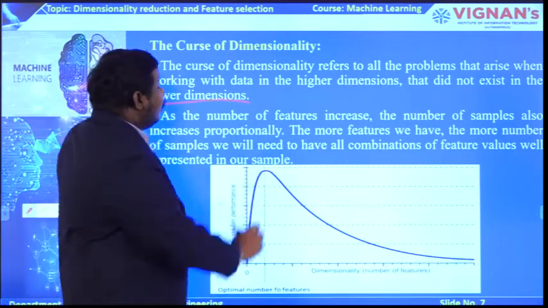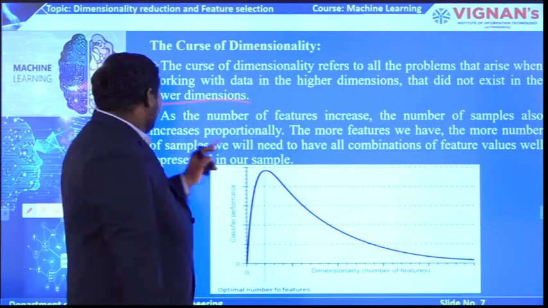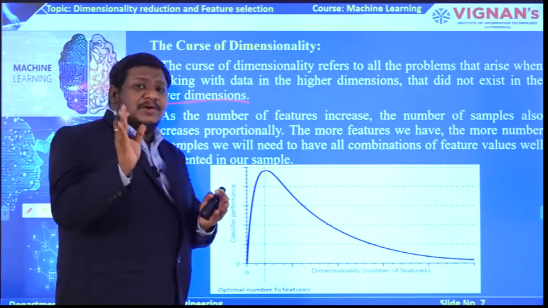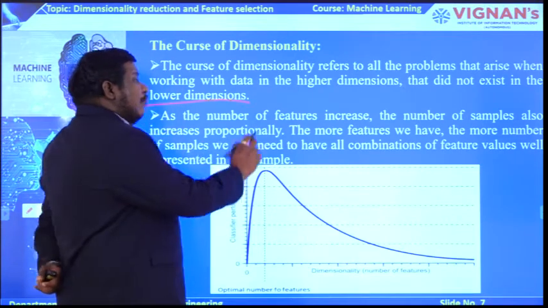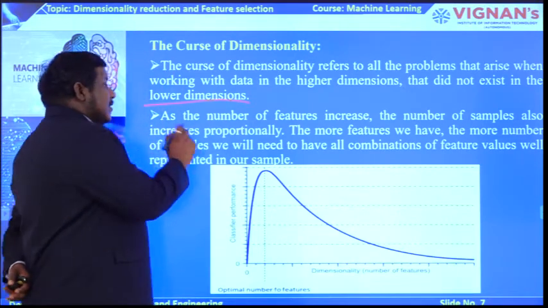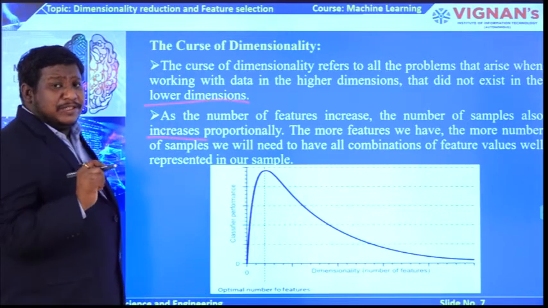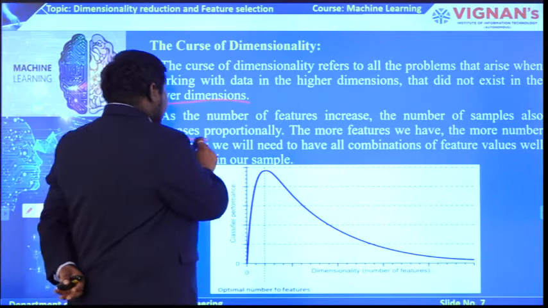See, as the number of features increases, the number of samples also increases proportionally. So, if you take a large data set with 1000 variables, as the number of variables increases, the number of samples needed for analyzing such data is also increasing proportionally.